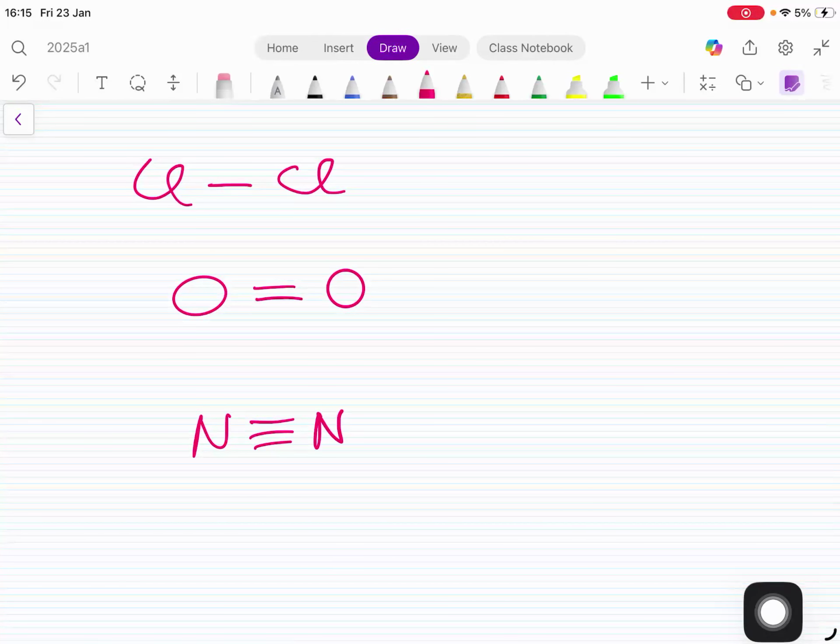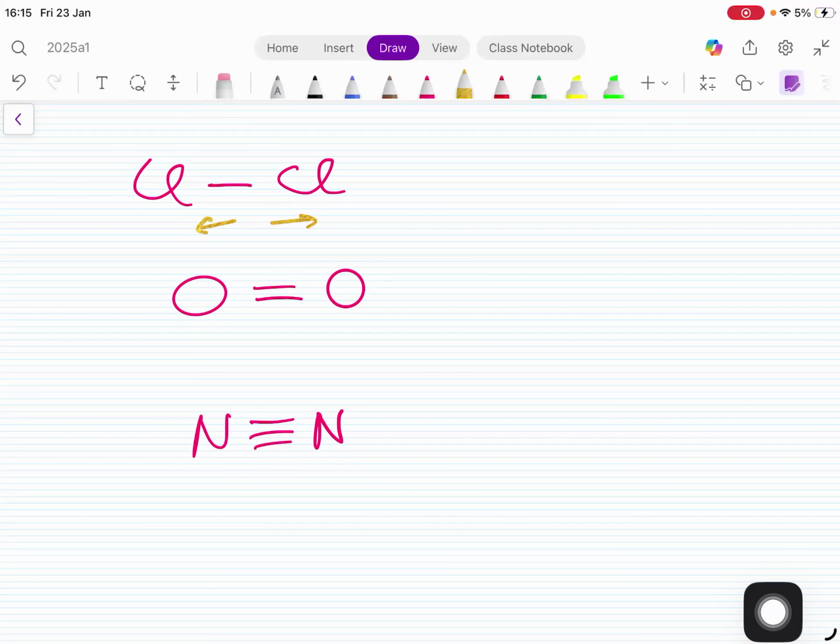Their electronegativities are the same, equal. So they pull the electrons towards each other equally. So the shared electron pair is not going to go anywhere, it's going to be in the center. So all these molecules formed from two similar atoms are known as non-polar molecules.